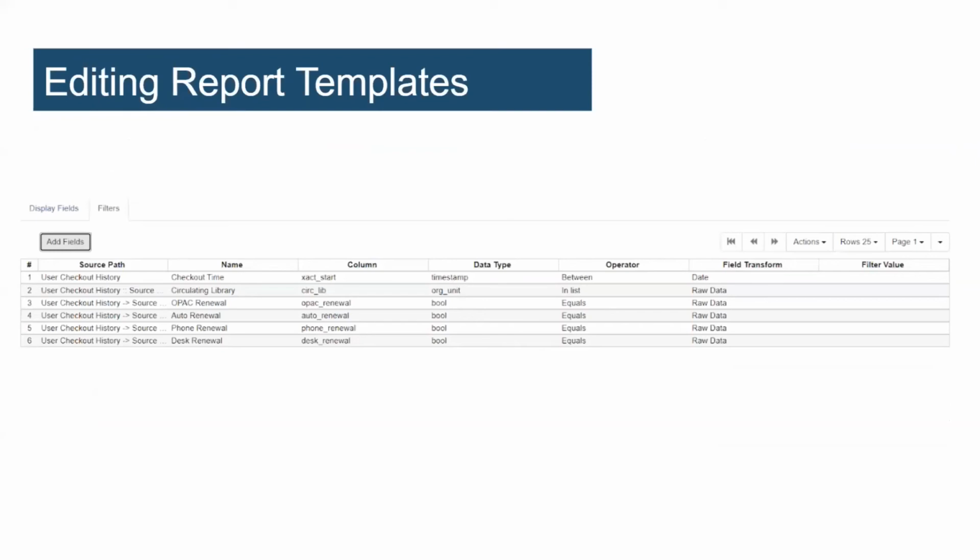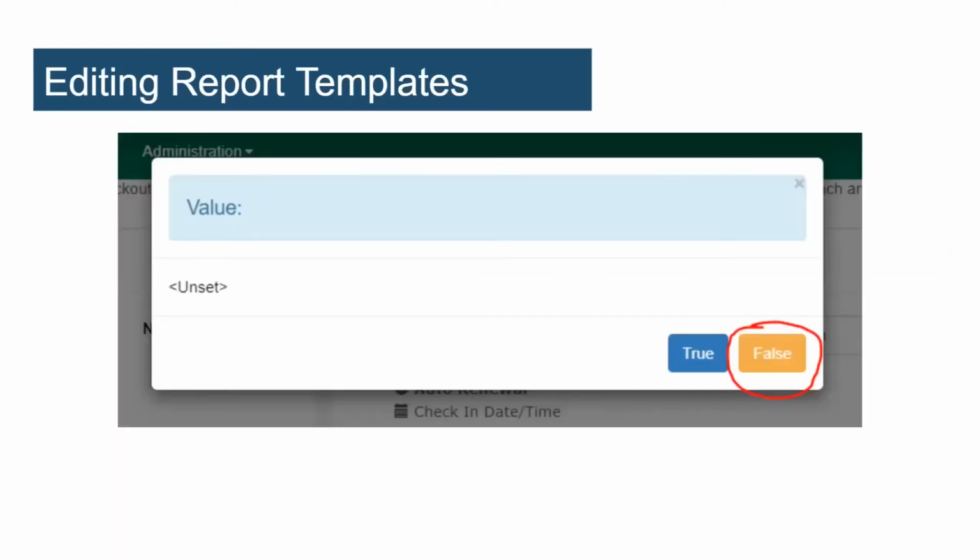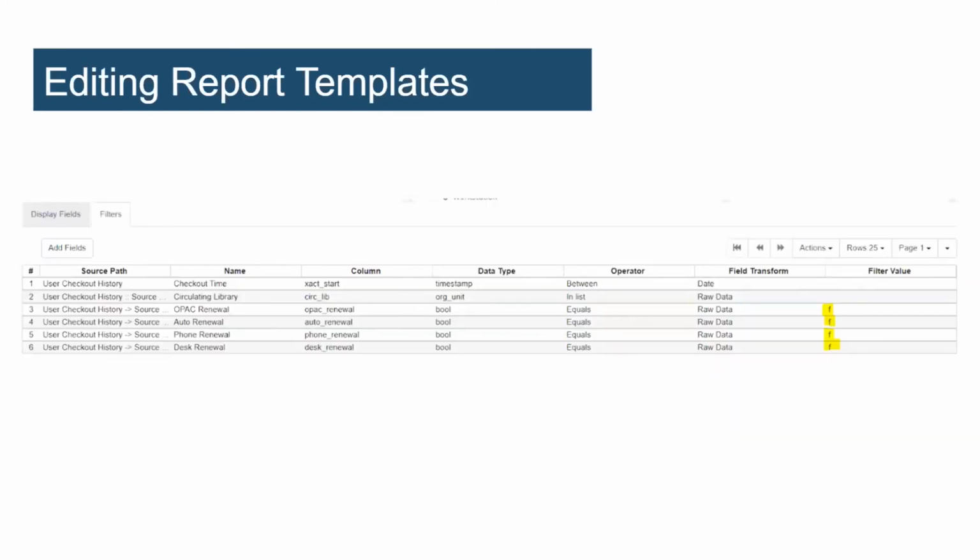The data type is bool, which is short for boolean, another way to say true-false value. For each of these fields, we want to add a filter value so that users of the template will not have to enter in the true-false values for themselves. Right-click the field and go to Change Filter Value. Select False to set that up. This will make it so it will filter out renewals from your report. Now you can see that the filter values for all 4 of your Is Renewal fields are set to false.